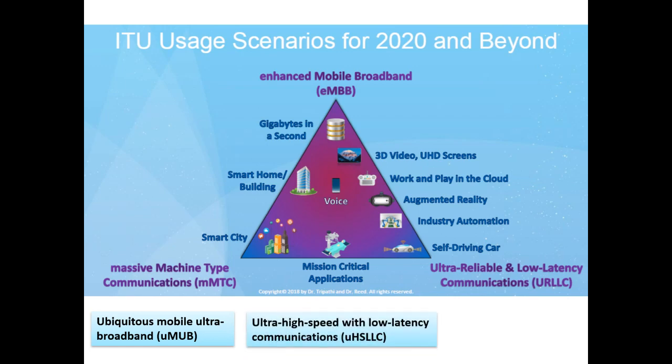Ultra high speed with low latency communication. That is the other paradigm, and that is what would enable, for example, a self-driving car or an industrial automation type of application. So UHS LLC, or a combination of it with URLLC, is the other main feature. And then the third is massively built sensor networks, MMTC, ultra high density communications. That will enable the growth of smart cities, smart homes, smart building type of applications.